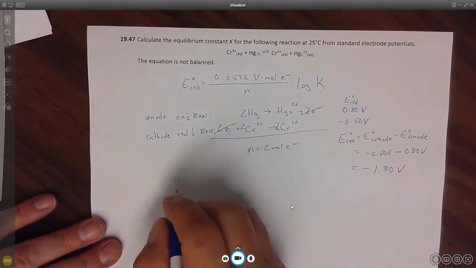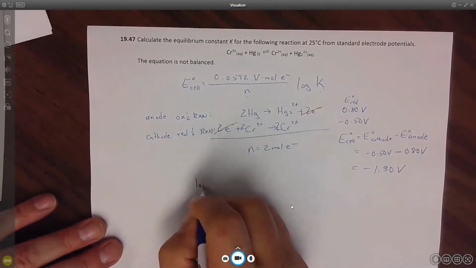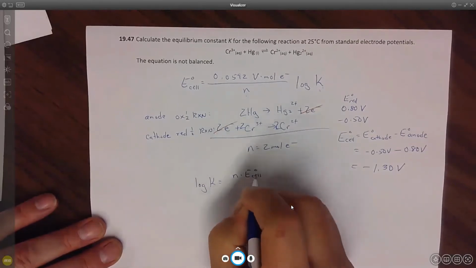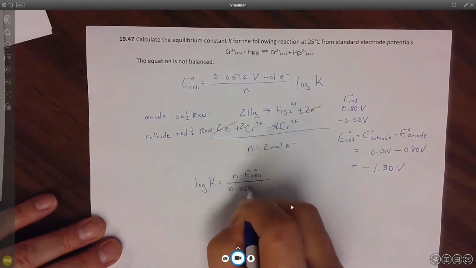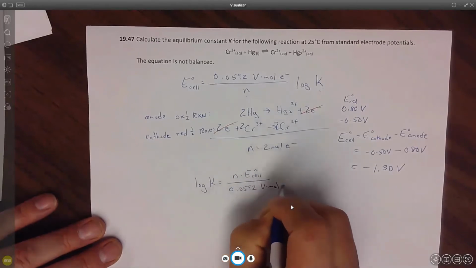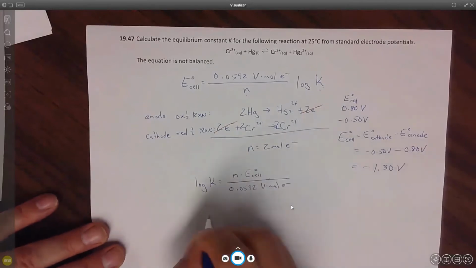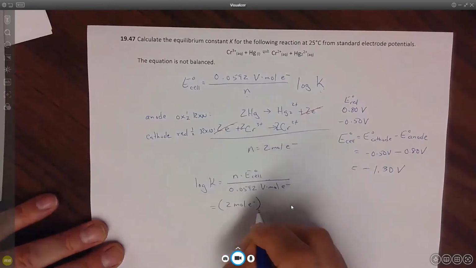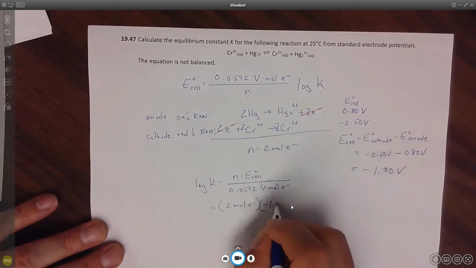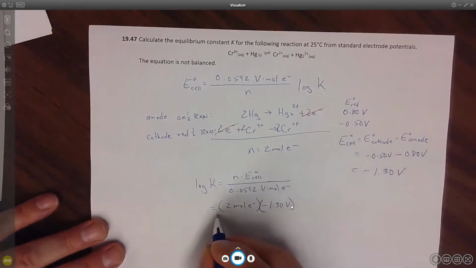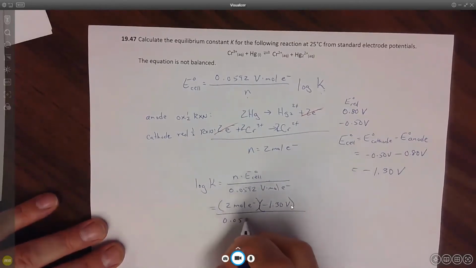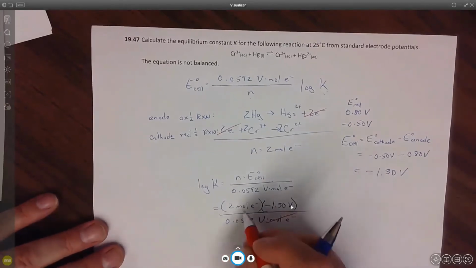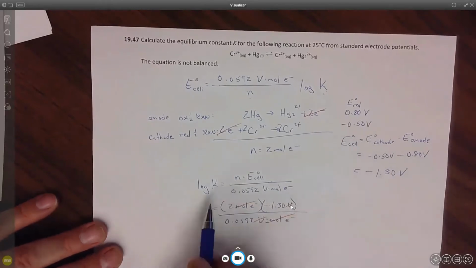So now I can just rearrange this real quick. I'll say the log of K is equal to N times E cell naught divided by 0.0592 volt mole electron. So this then is equal to our 2 moles of electrons that were transferred. E cell we just determined was negative 1.3 volts. And this is just our constant. So our moles of electrons cancel, our volts cancel. So that's the log of K.